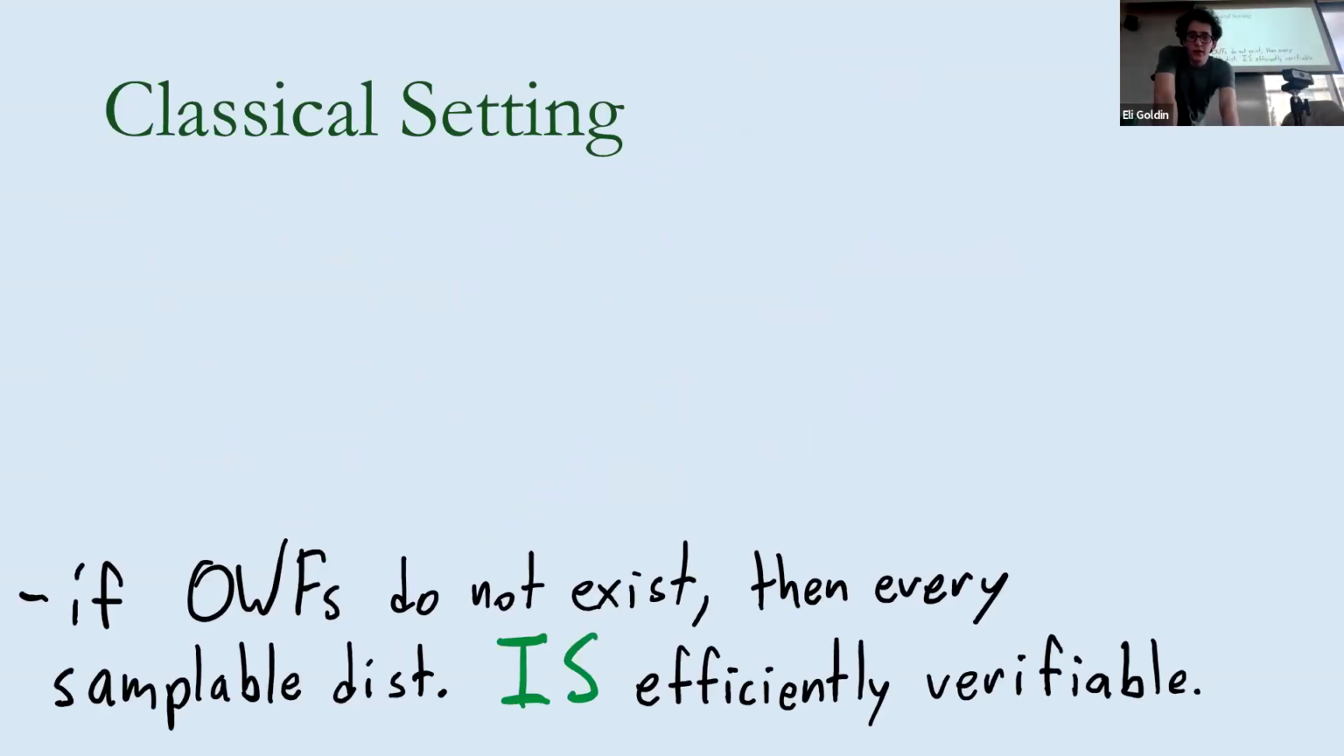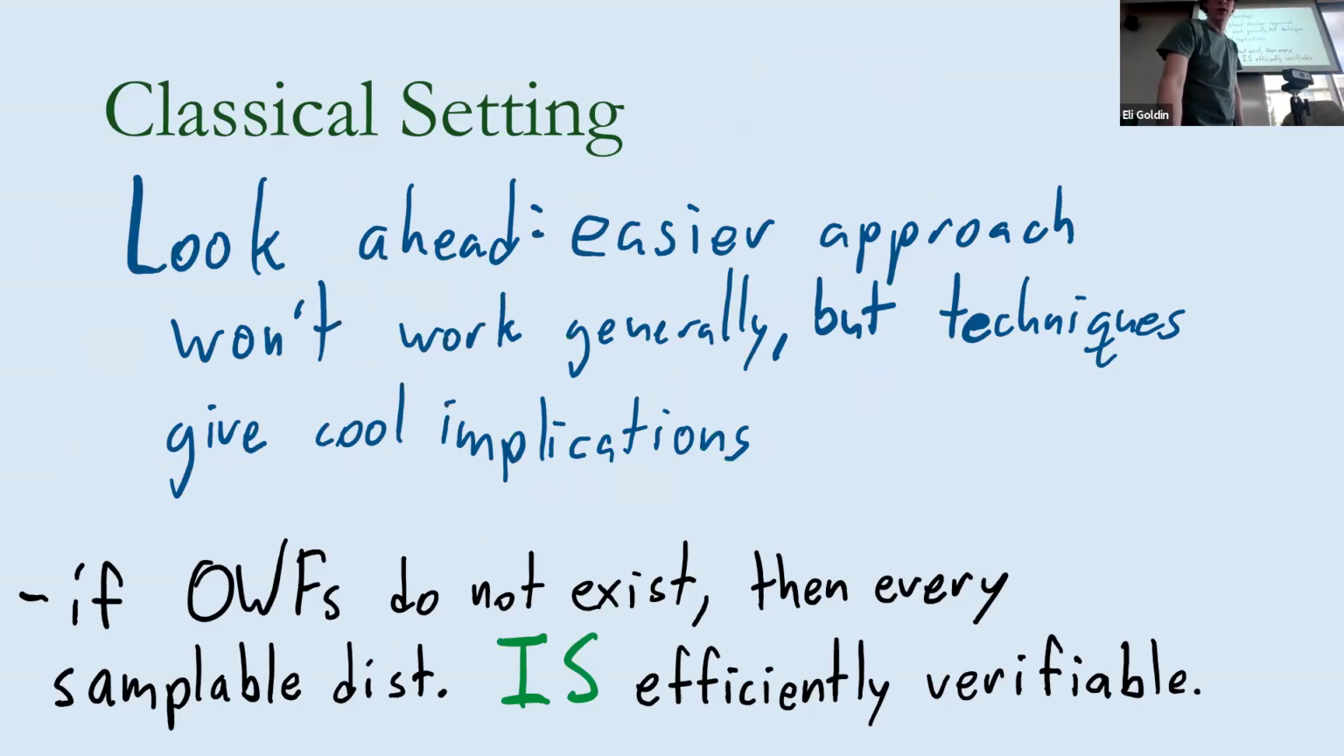Next I'll focus on the classical result that if one-way functions do not exist, then every samplable distribution is verifiable. I'll give a look ahead: the technique is not going to work generally, but it's a slightly easier approach. Regardless, the techniques we use here will give bonus results, and I think they're valuable to know and useful in general.